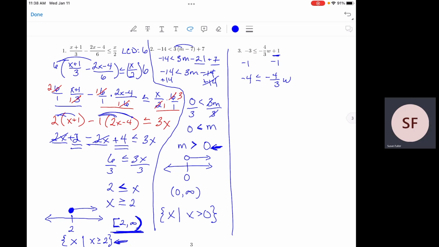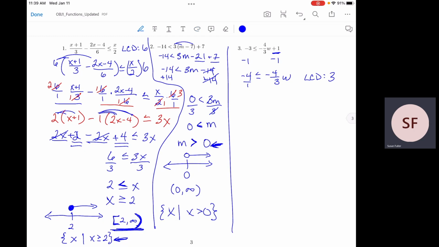Now I have all my w's on one side, all my numbers on the other, but this fraction is freaking me out. So I'm going to take my LCD. In this case, if I were getting a common denominator for everything in this problem, it would be 3. Again, I'm not going to actually get the common denominator. I'm just going to multiply both sides of this inequality by 3. So I'm going to take this side and multiply by 3, and I'll take this side and multiply by 3.